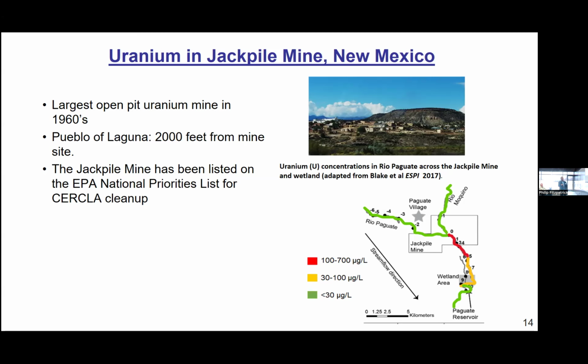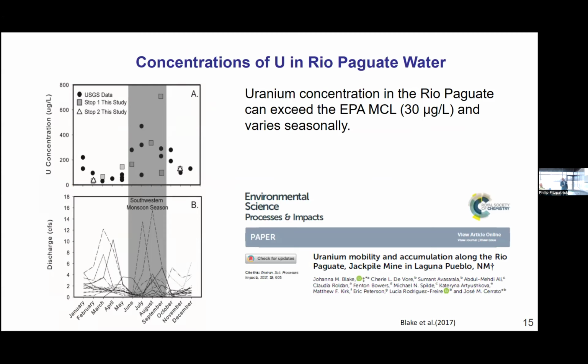And then there are the areas, of course, upstream and downstream of it, where the concentrations are less than the maximum contaminant level, right? Now, this is a very nice seasonality link that I'm going to give the credit to both Sherry DeVore, when she was doing her master's in my group, who is now faculty at the University of Arizona, and also Johanna Blake, who is a research scientist at USGS. When we worked together in my group, we actually went sampling.